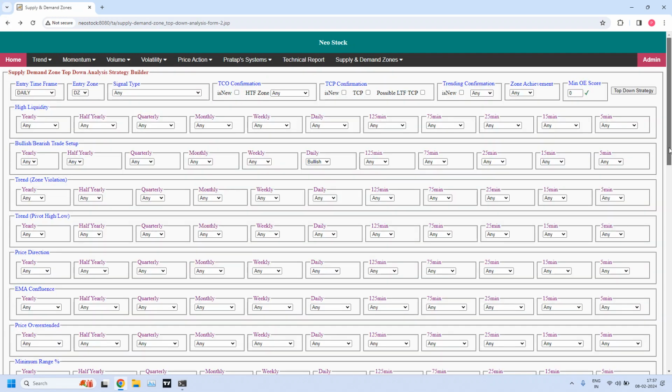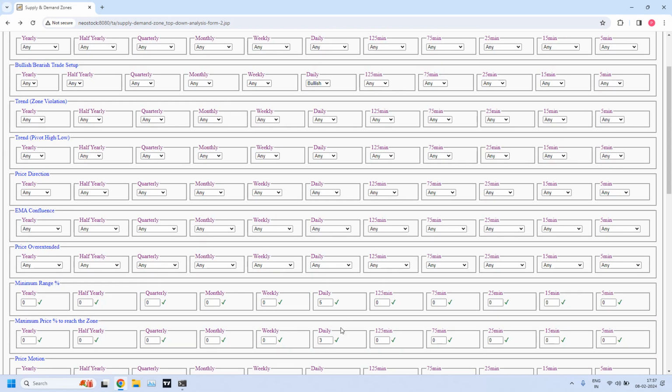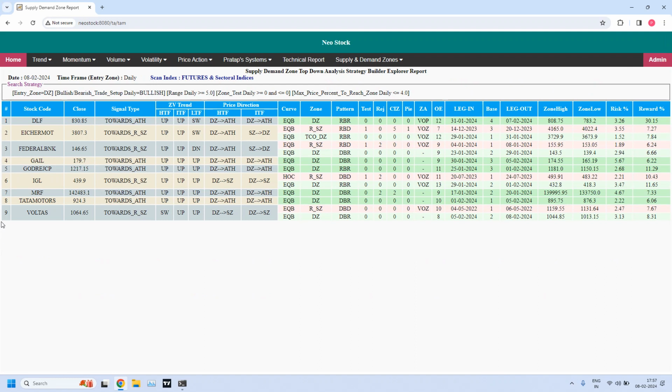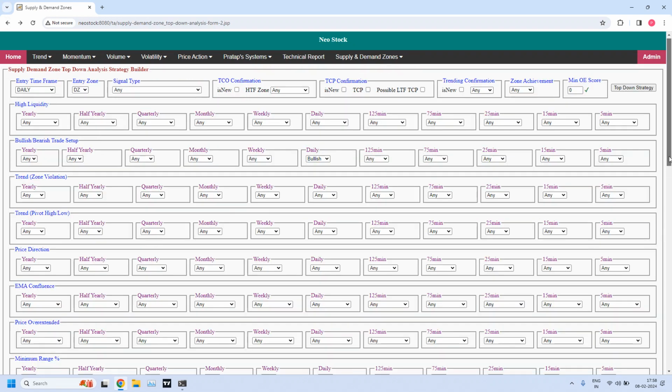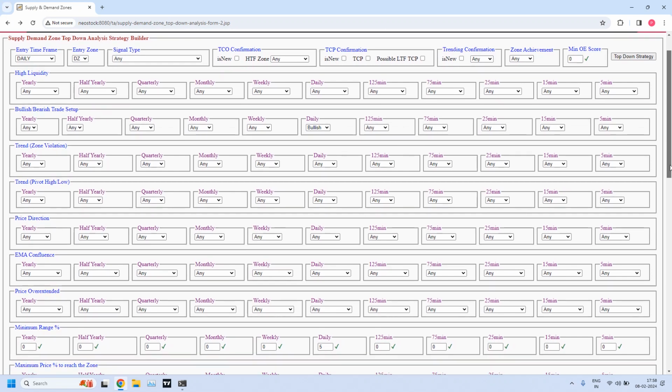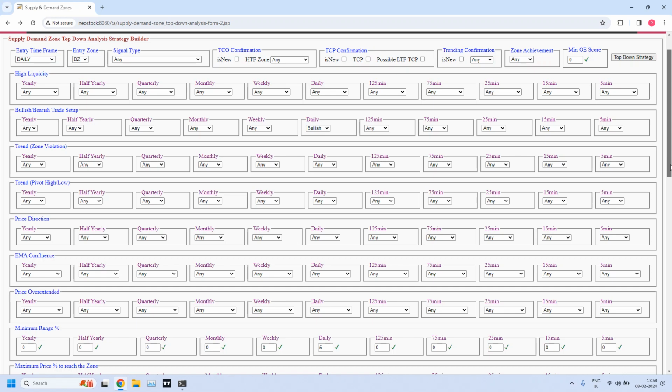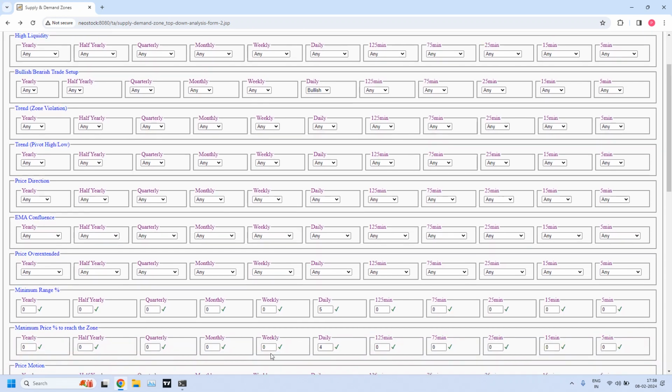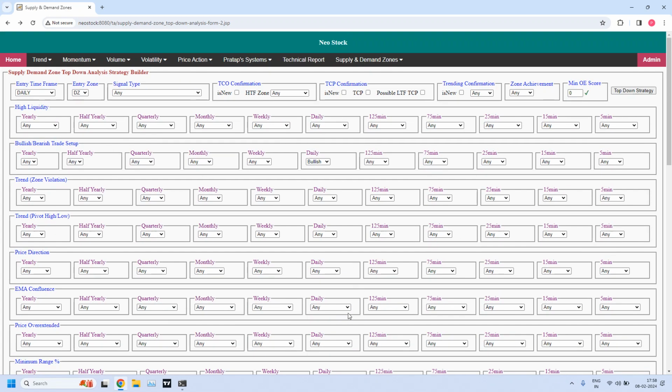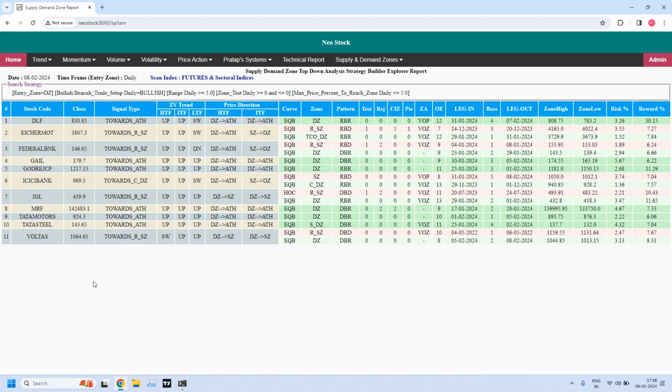So let me go back now. Let me increase the percent to 4%. From 3, I'm changing to 4%. Within 4%, how many stocks? 9 stocks are there. This is the list. Now we will see within 5% how many are there. Before that, anything moving to demand zone? No. And finally, the last one: within 5% level, how many stocks are there? In maximum price percent to reach the zone, I'm changing 4% to 5%. Now 11 stocks are filtered.